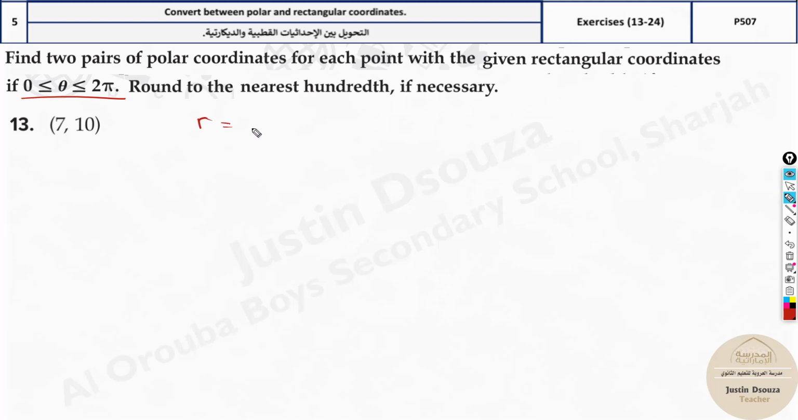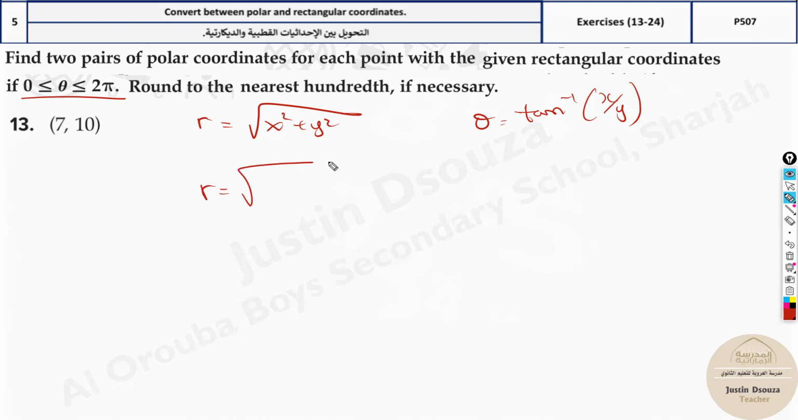First thing, r is square root of x squared plus y squared. Theta, since x is positive, it is tan inverse of x by y. Now substitute the values. Radius is square root of 7 squared plus 10 squared, and over here theta is tan inverse of, x is 7. It is y by x. I've written the formula wrong, I'm sorry. It's y divided by x. It's always 10 divided by 7.